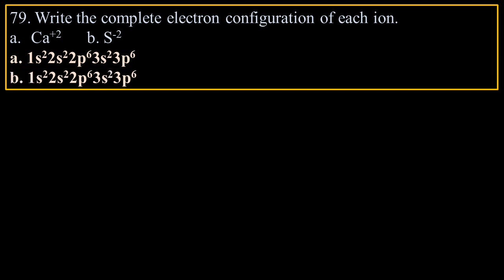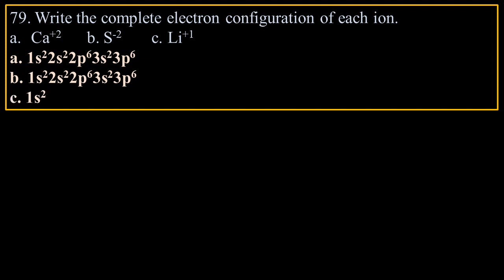Now this one is going to have probably the same thing. Sulfur is 3p, so you're going to add 2, so it's going to be like the nearest noble gas. It'll be the exact same thing. It'll be argon. Argon is the third row, 3p. Neon is 2p, and helium is 1s. Okay, what's next? Is there another one?